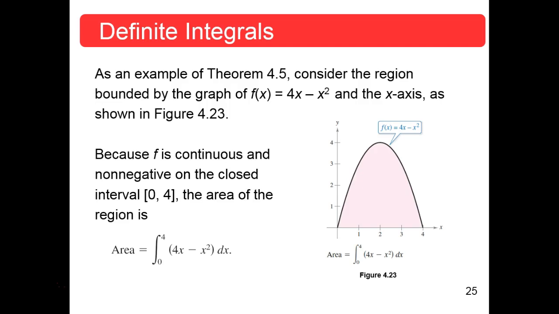Everywhere in between, they're positive. Anywhere beyond that, they're negative, so you don't count that. The area bounded by this curve and the x-axis will go from 0 to 4. And that's exactly how they get the limits there. Because f is continuous and non-negative on the closed interval from 0 to 4, from here to there, you just integrate over that part. That gives you an area. This part down here would not give you the area bounded by that curve. Okay? Make sense?